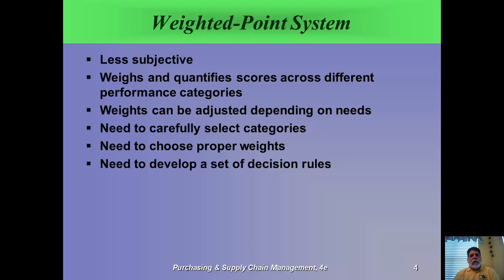What we do is we assign weights, and we quantify scores across different performance categories. Categories may be like quality, delivery, availability of technology, ease of working with people, and so on. Those are different categories. And we go ahead and assign weights. Which are the most important ones? Usually your traditional ones are going to be cost and quality and delivery, but you may have a list within your own organization of, say, maybe 10 or 15.